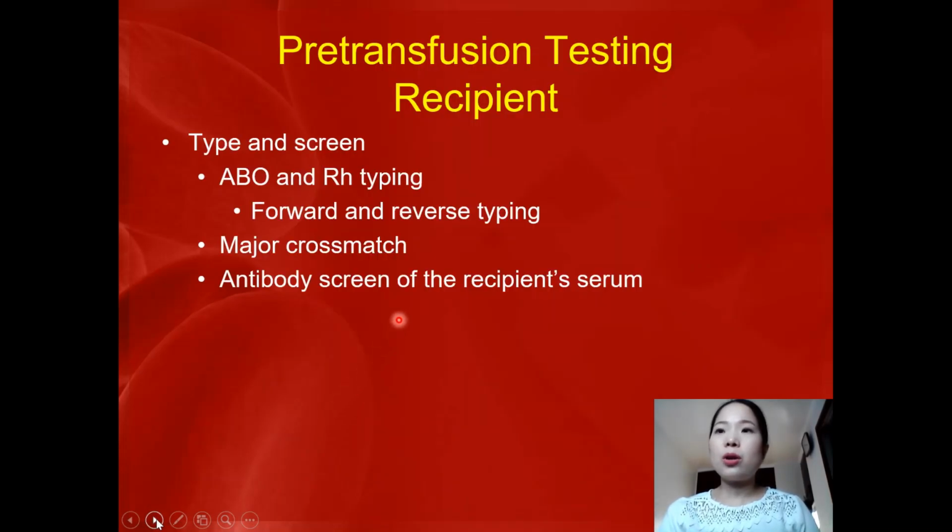Before transfusion, we also check the recipient's blood. First is you do ABO and RH typing. So you can do either the forward and the reverse typing. We do cross-matching of the patient's blood, and of course the donor RBC. And you check for antibody screening of the recipient's serum.